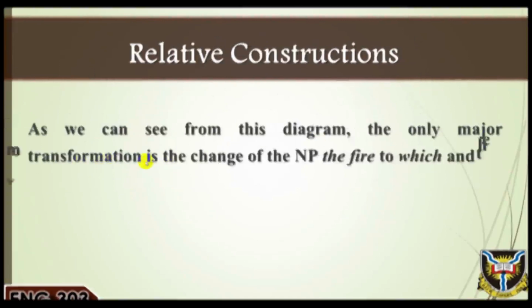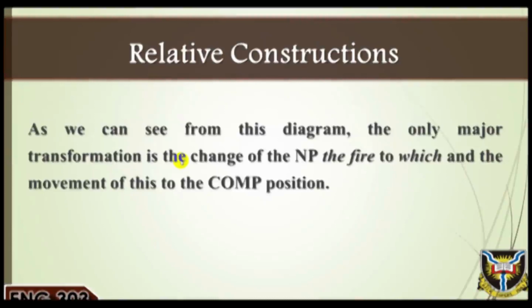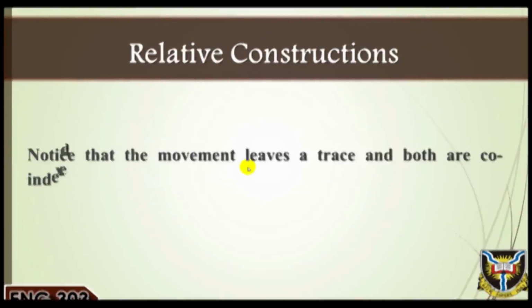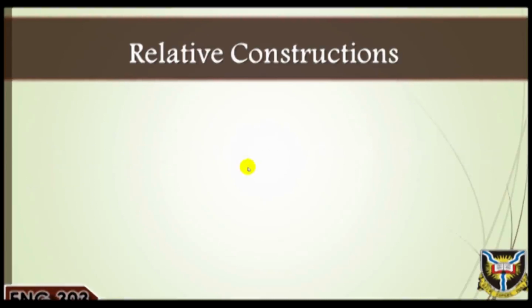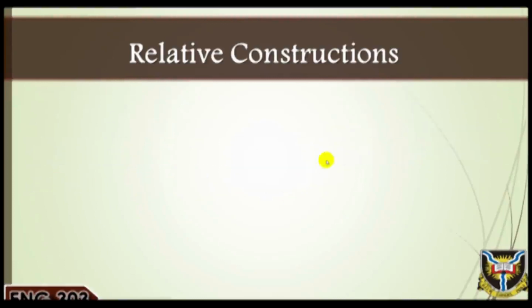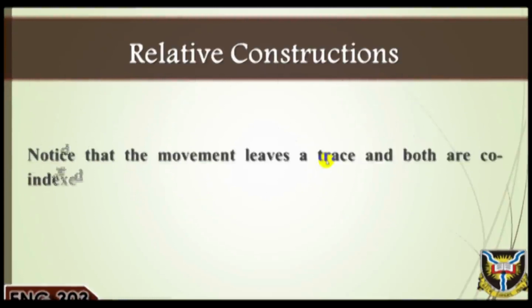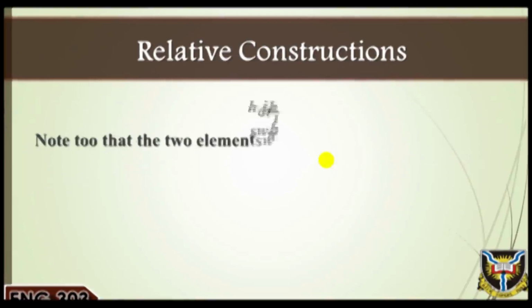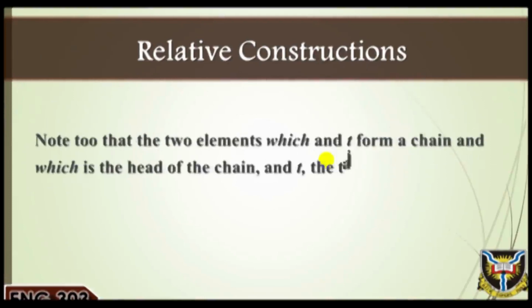When transformations apply, the following diagram results. Surface structure: The fire which Alimi kindled spread very quickly. As you can see from this diagram, the only major transformation is the change of the NP, the fire, to which, and the movement of this to the comp position. Notice that the movement leaves a trace and both are co-indexed. Note too that the two elements which and t form a chain, and which is the head of the chain and t the tail.